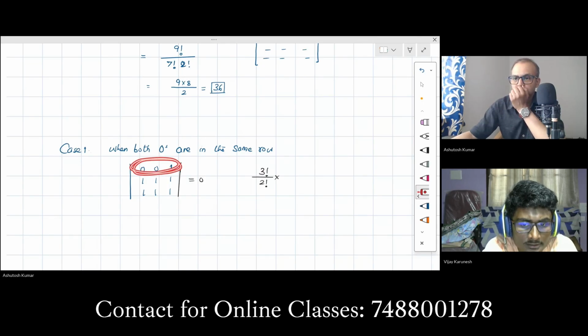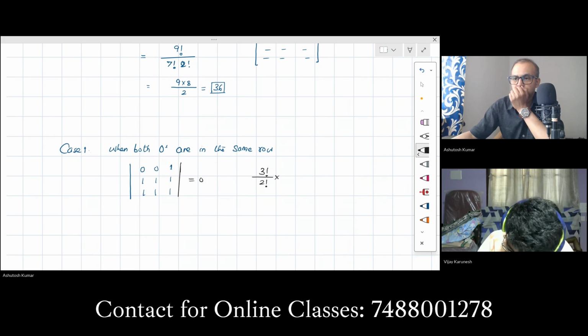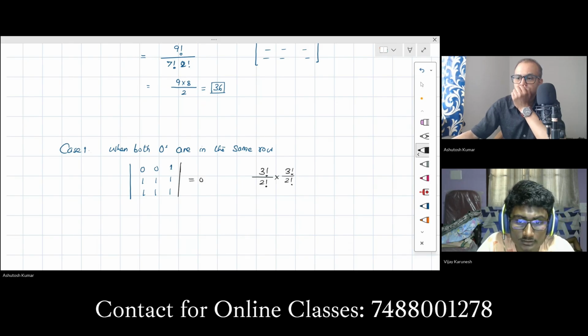So in each such permutation, I have to include those permutations also in each case. So what we get here? Again 3 into factorial 3 by factorial 2, so we get 9 total, correct? Okay. What is the second case?